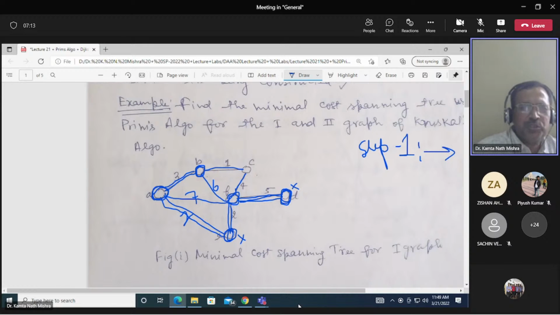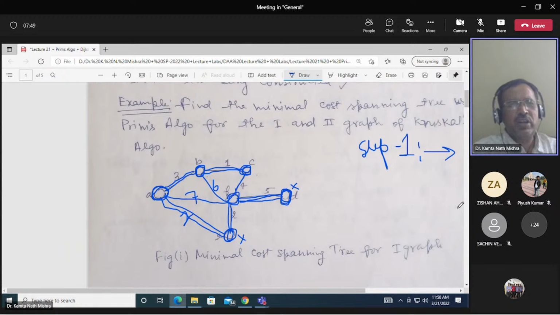The army of which node should be asked to capture it? The army of B, sir, not the army of city F. Because if the army of city F moves, they have to travel 4 kilometers, and if the army of city B moves, they have to travel just 1 kilometer. So the army of city B will move, and in this way you have captured city C also.